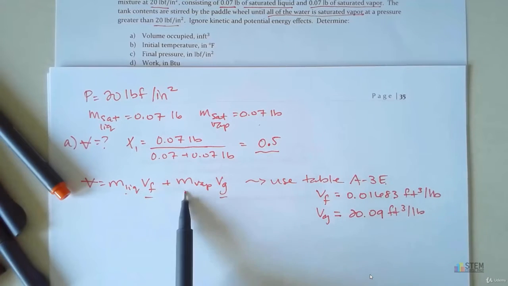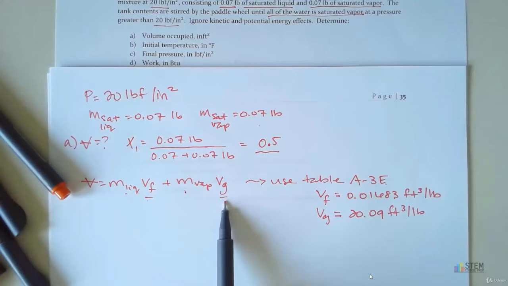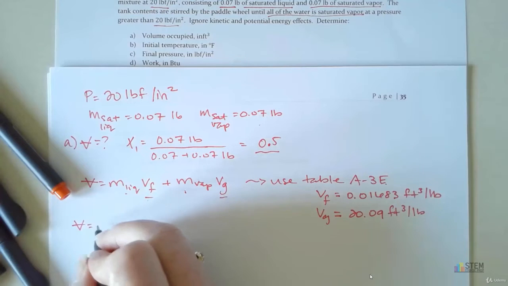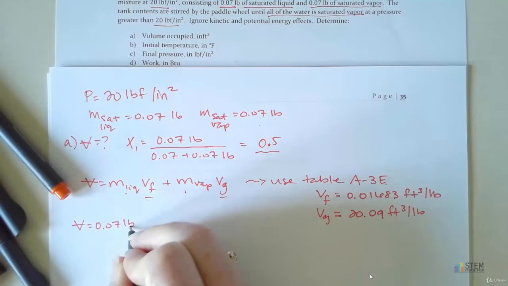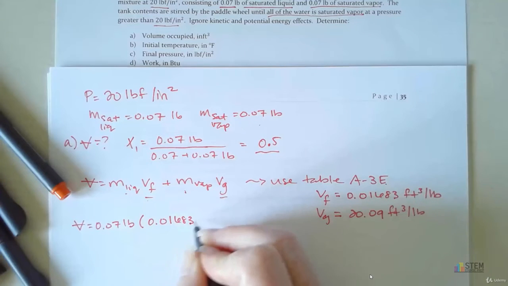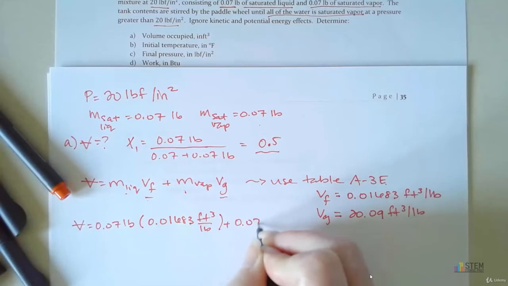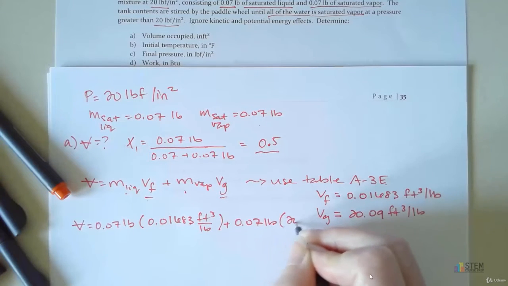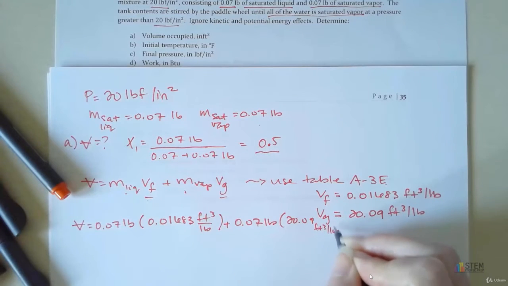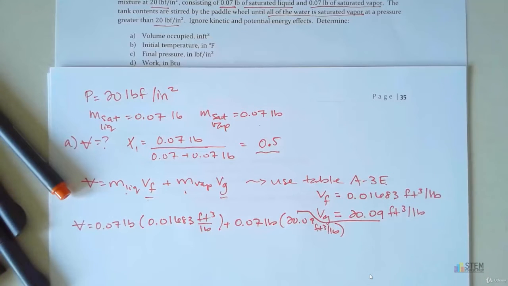Now we already have our two masses. Now we've also found these specific volumes, so we're ready to plug everything in. So our volume is going to be 0.07 pounds times 0.01683 cubic foot per pound plus 0.07 pounds times 20.09. And I'm out of room here. Alright, so now we have that.